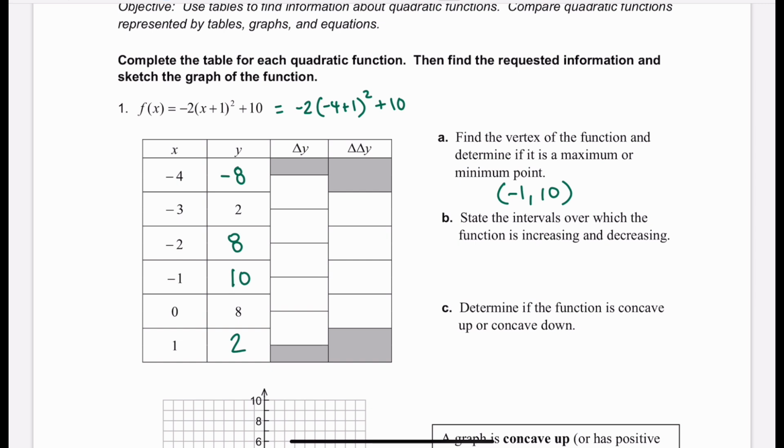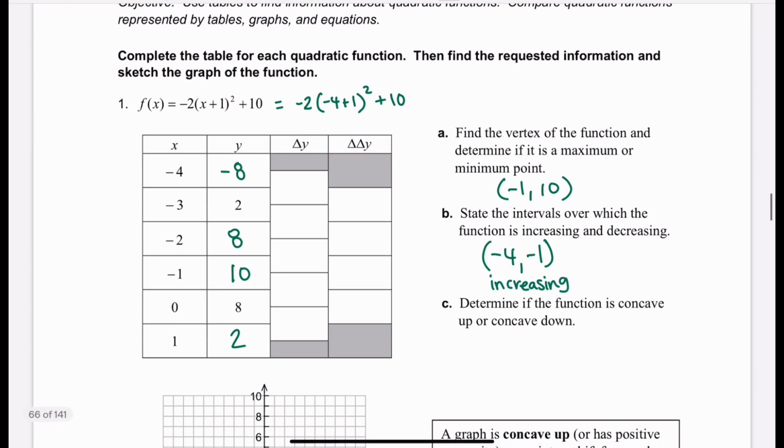Now we want to state the intervals where it's increasing and the intervals where it's decreasing. So we're increasing from -8 all the way to 10. Now when we put intervals where it's increasing and decreasing, we're talking about the x values. So it's going to be increasing between -4 and -1. And then when it's decreasing, we're going to be at 10, and then it's going down to 8 and down to 2. So it will be decreasing from -1 to 1.